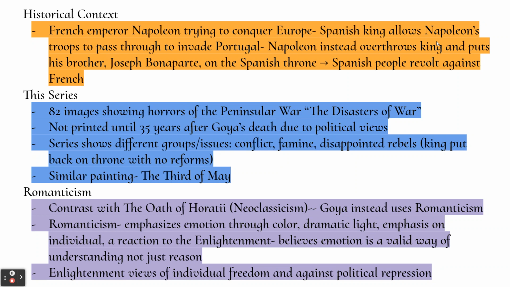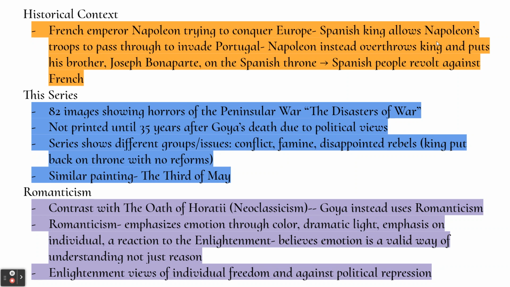This led to a bloody war within Spain as the Spanish people revolted against French rule. So this is part of a series of etchings, 82 images, showing the horrors of this war, which was called the Peninsular War because it's the Iberian Peninsula. And Goya named this series The Disasters of War.